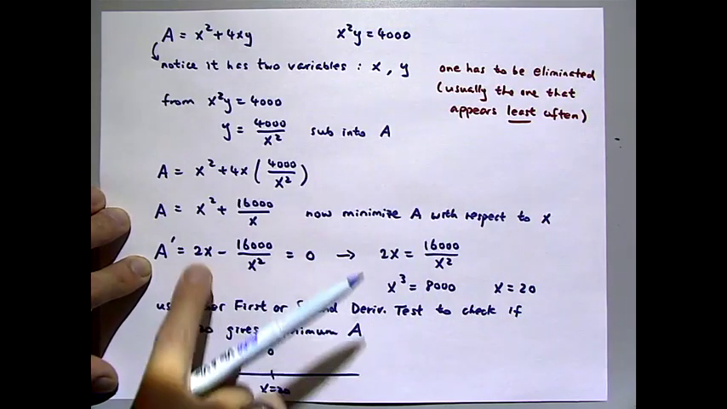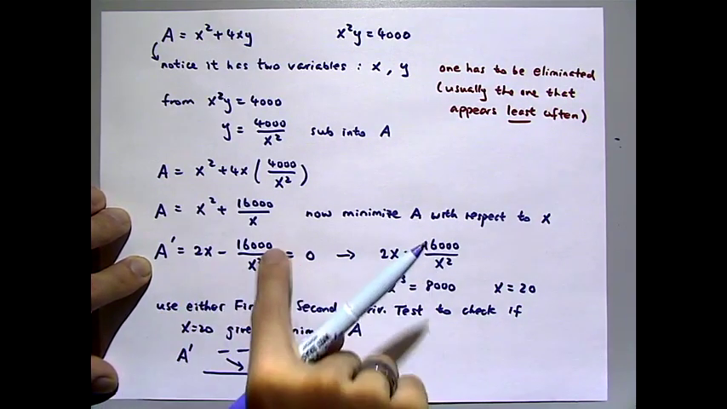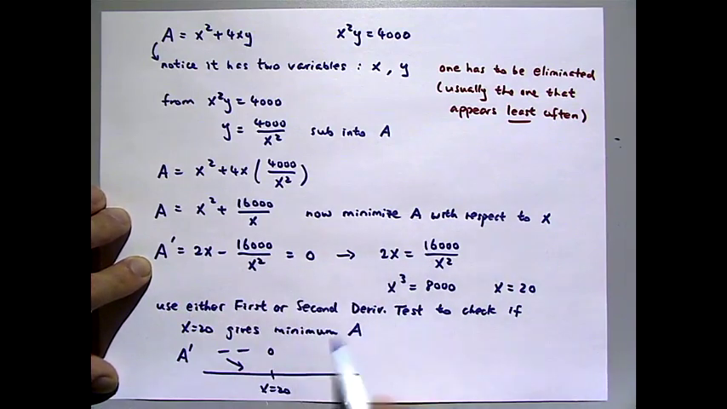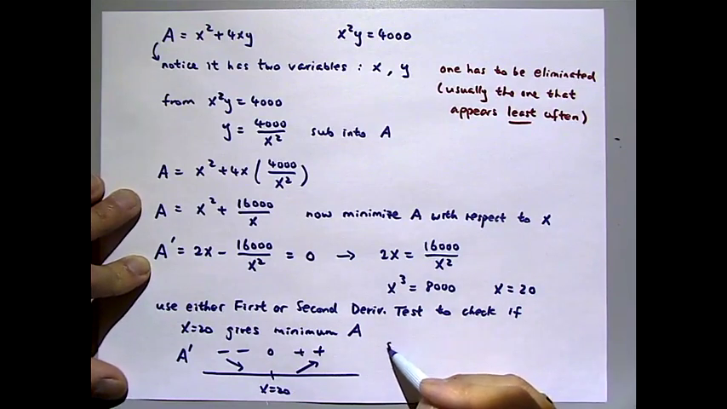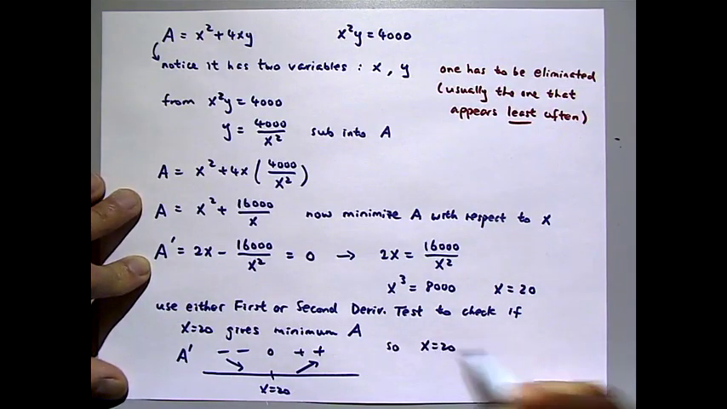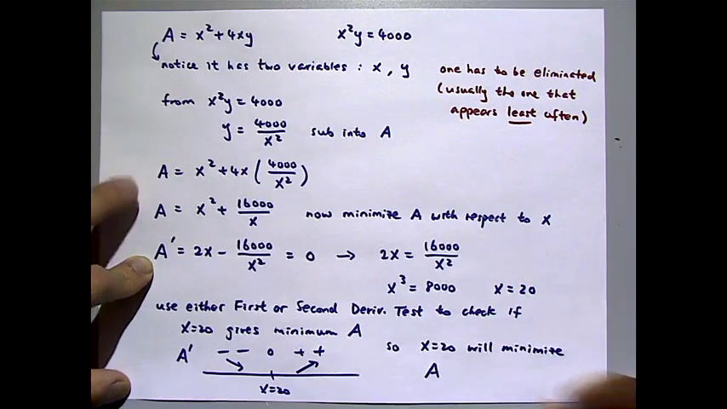I can use 1, though. If I use 1, I get 2 minus 16,000. That's clearly negative. So decreasing before. Here I can choose, I don't know, 10 million if I want to. That's 20 million minus 16,000 over 10 million squared. That's clearly positive. Decreasing before, increasing after. So that gives us what we want. So x is equal to 20 will minimize the surface area A.